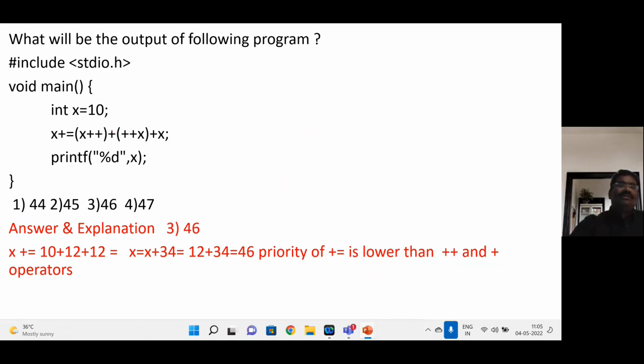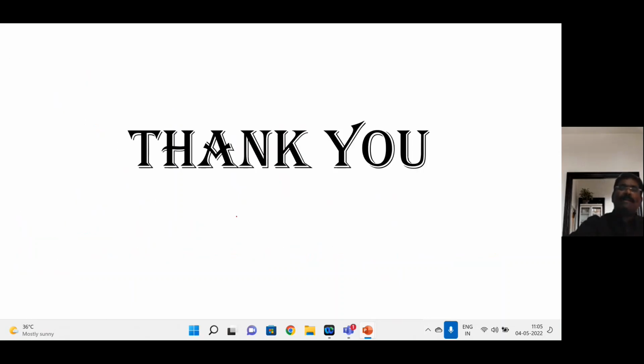So here you have to see that the first one is x++, which takes 10, plus here 12. Why? Because of the pre-increment. The pre-increment counts the total number of pre-increments or post-increments plus the initial value, 12. So x will become 12, and next we are using 12. So it will be 12. That's why you get the answer 46.